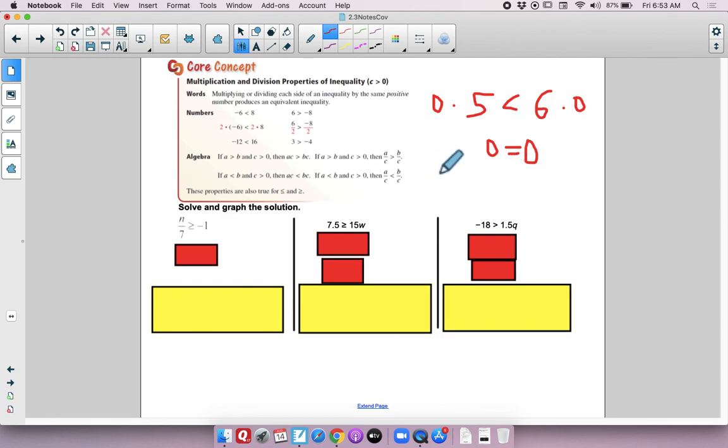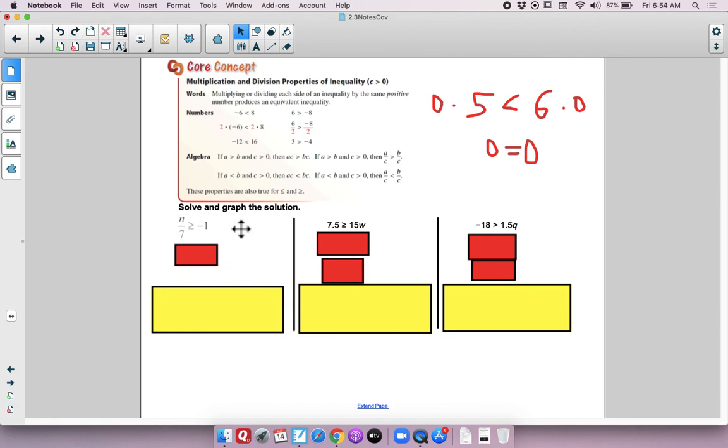And the same thing for division here. If C was 0, can you divide by 0? No, it's undefined. That would basically take your inequality and turn it into nothing. It's undefined.